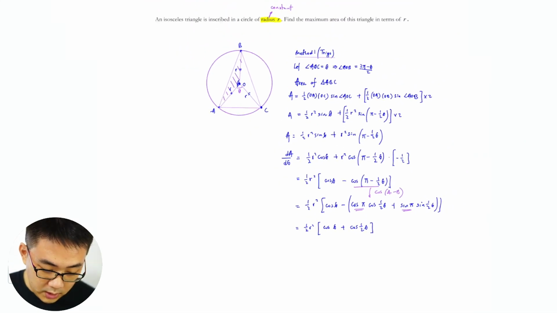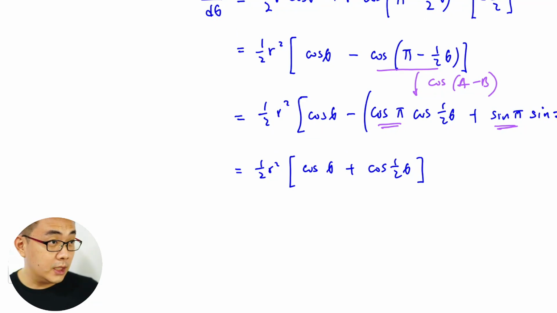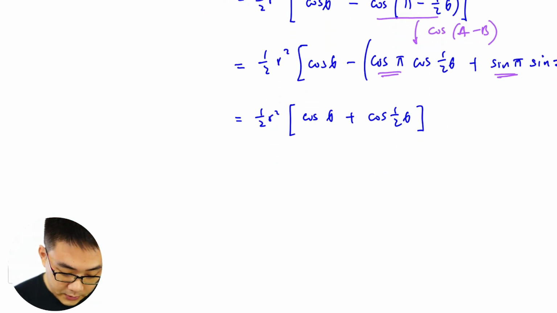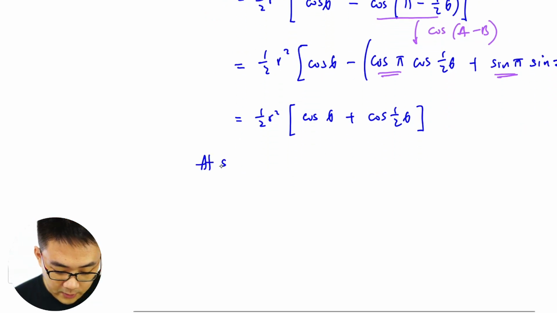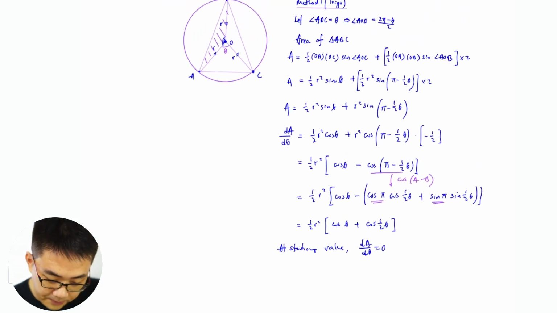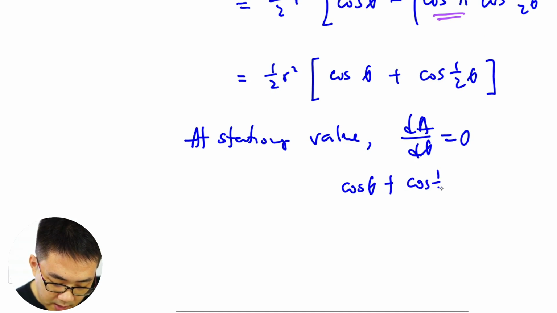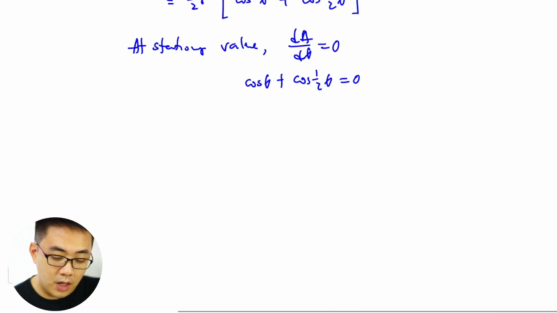I'm not sure if you want to show it is a maximum; we can use the second derivative later. But anyway, let me just set the stationary value, dA/dθ equals 0. So in this case, what I'll get is cosine theta plus cosine half theta equals 0. So how do you solve this?